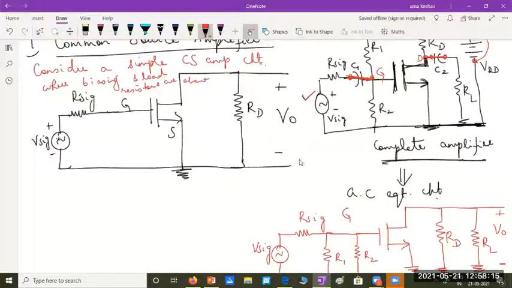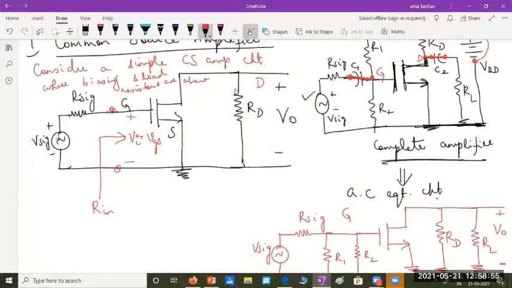The output voltage is measured from the drain to the ground. Source terminal is grounded. Input voltage is connected between the gate and the ground. So I told you AC analysis means finding three important parameters. One is the input resistance Rin, and let me call the voltage here as Vi, or I can say it is VGS, the gate source voltage, or the input voltage Vi.